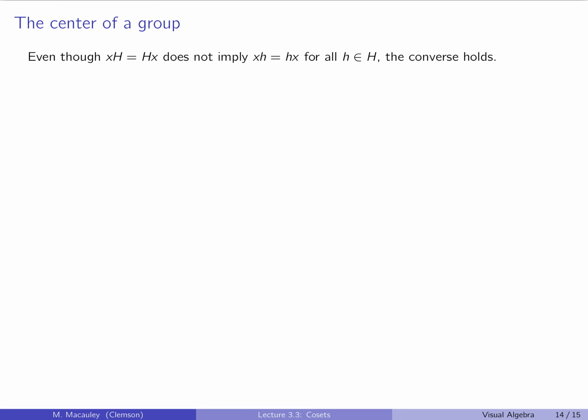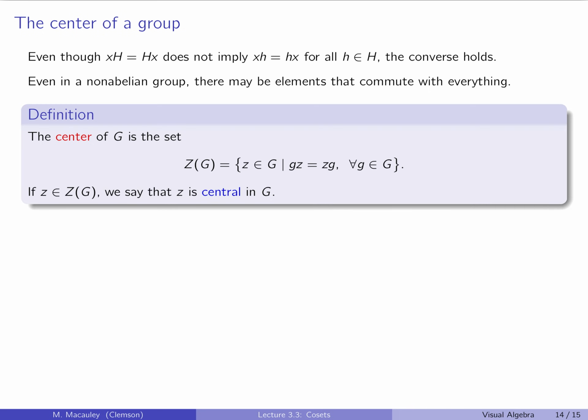Recall that equality of left and right cosets of H does not imply that x commutes with every element in H, but the converse does hold. So if the elements commute, then the left and right cosets are the same as well. Even in a non-abelian group, there may be elements that commute with everything. And this leads us to an important definition that we will see throughout this class.